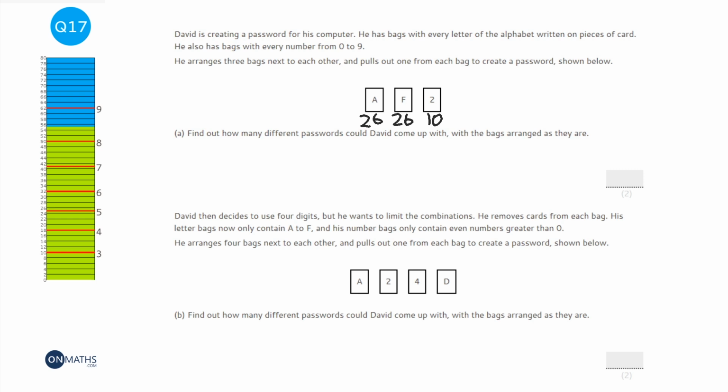And to get the amount of combinations, all we do is 26 times 26 times 10. And we will have a calculator for this, so 26 times 26 times 10, which is 6,760, which seems quite a lot, but there we go.